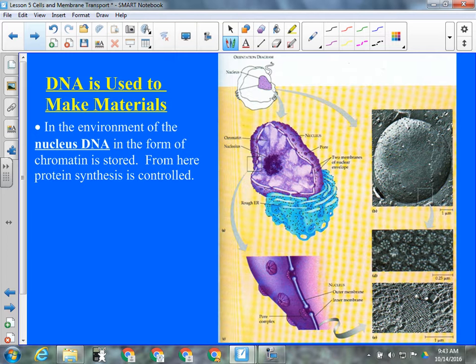So in the environment of the nucleus, DNA is in the form of chromatin, that means it's not in chromosome form, it's just spread out everywhere. Believe it or not, DNA has zero organization inside the nucleus. It would be like someone took a ball of string, completely unraveled it, pushed it into a pile and jammed it inside. That's what it looks like inside the nucleus.